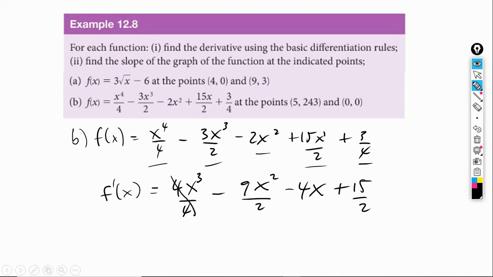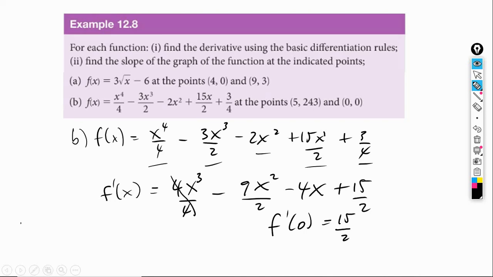the slopes at (5, 243) and at (0, 0). I'm going to do (0, 0) because it's easier. And notice that for (0, 0), just plug in 0 and we're going to get 15/2. Now over here, let's do the other one for 5.